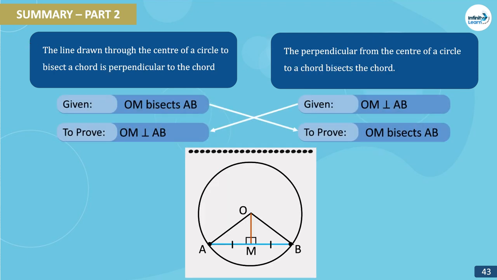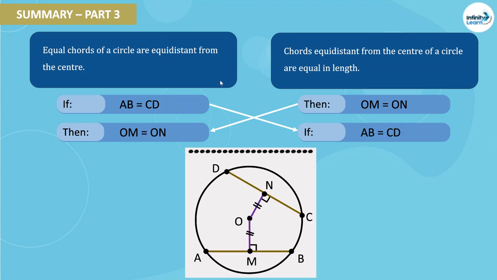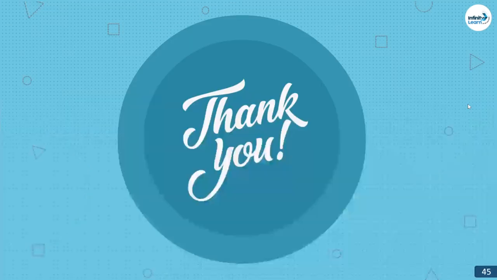Theorem number 2: if OM bisects AB, meaning AM equals MB, it means OM is perpendicular to AB. Second thing, its converse: perpendicular from the center of a circle to the chord bisects the chord. If this is perpendicular then it bisects. OM bisects AB, it means AM equals MB. Okay. Now theorem number 3: equal chords are equidistant from the center. If chords are equal, therefore OM equals ON. Its converse: if they are equidistant then chords are equal. Okay.